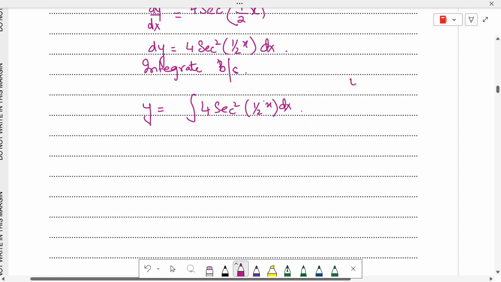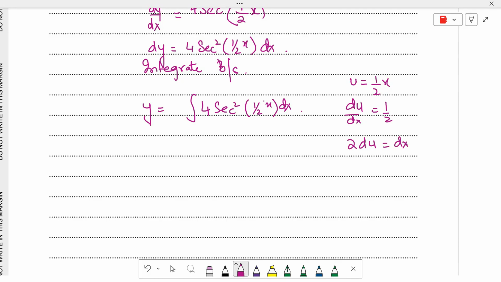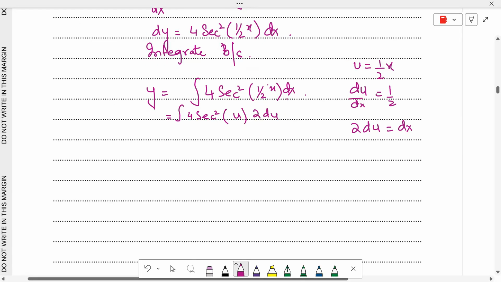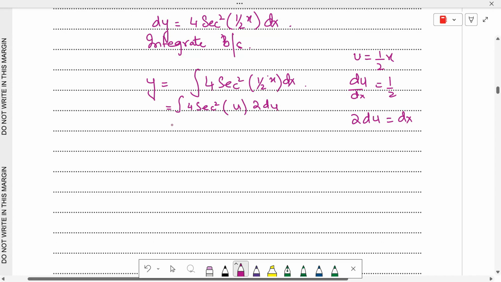Consider u equal to 1/2 x, so du/dx is equal to 1/2, and 2 du is equal to dx. Substituting u in place of 1/2 x, we will have the integral of 4 sec²(u), and dx is equal to 2 du. So we have transformed the x variable into the u variable. We will have 2 times 4, which is 8, sec²(u) du.